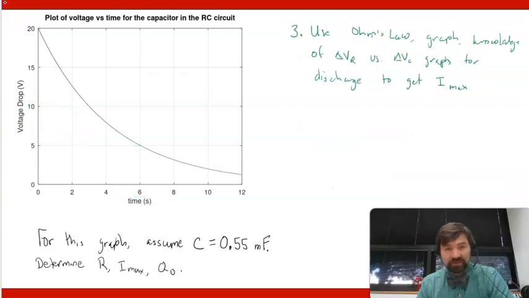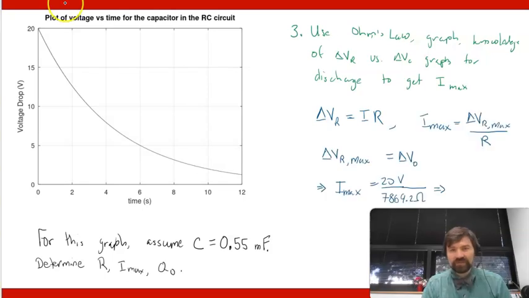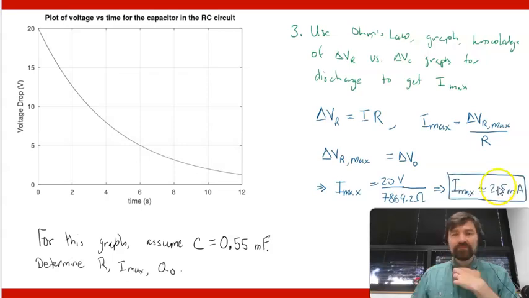Step 3 is a little more complicated. We have to use Ohm's law, that is delta V sub R is I times R, and our knowledge of this graph and how it's related to the delta V sub R graph to get Imax. Essentially, this means that we're using delta V as IR, Imax is delta V_R max over R, and delta V_R max is delta V naught. This gives about 2.5 milliamps.